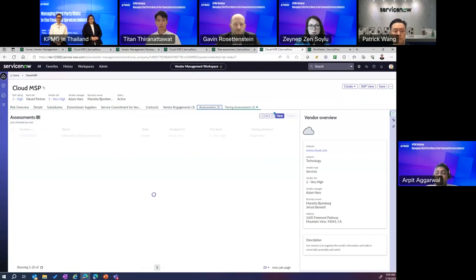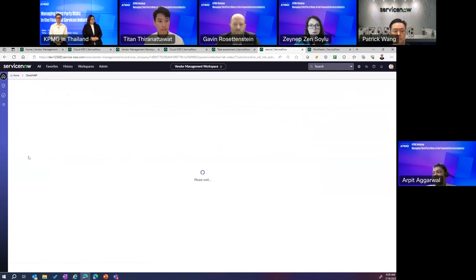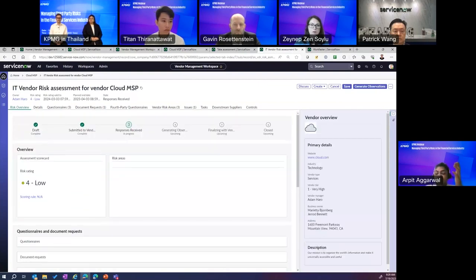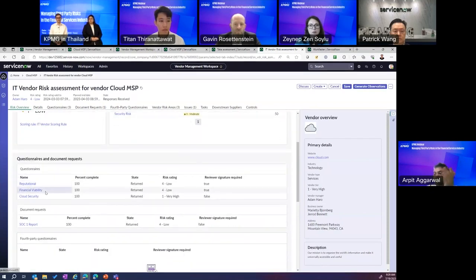So these questions and assessments can be segregated into different risk areas. For example, I'm opening an assessment, and this is the assessment which is sent to the vendor, the list of questionnaires which needs to be answered. We have reputational questions, financial viability questions, and cloud security questions, based on which the vendor responds. One of the factors which determines the risk rating of the vendors is how they respond to the questions.